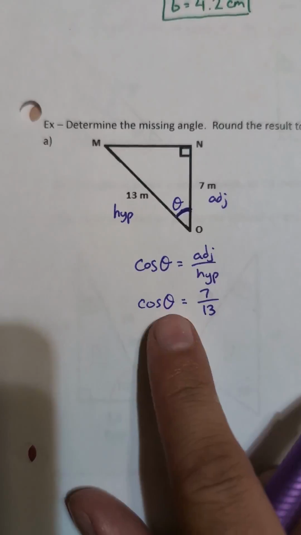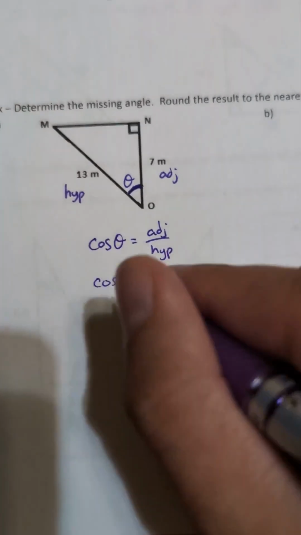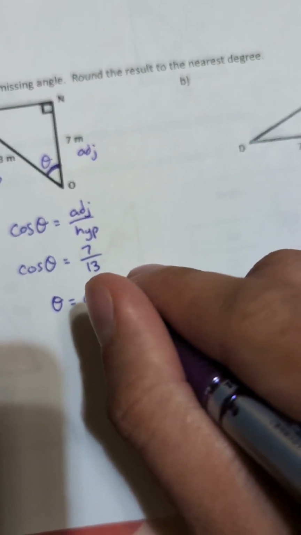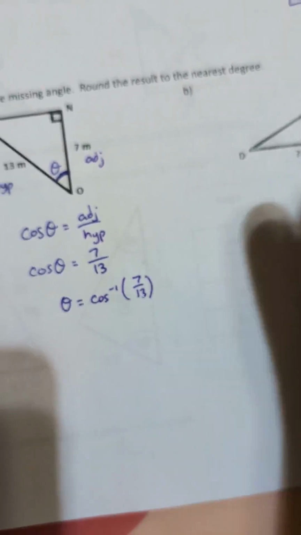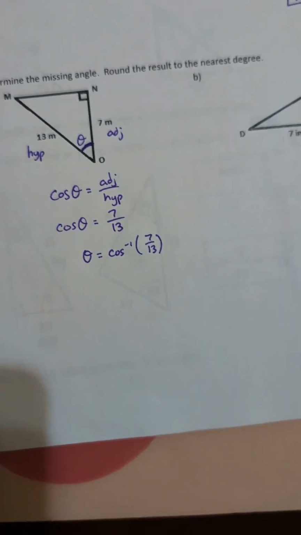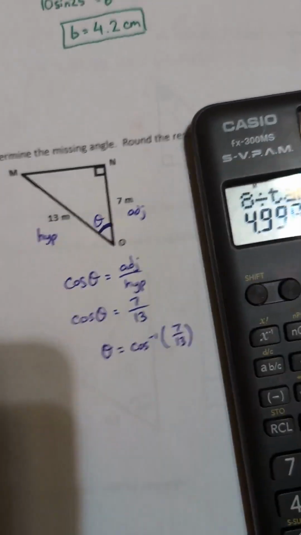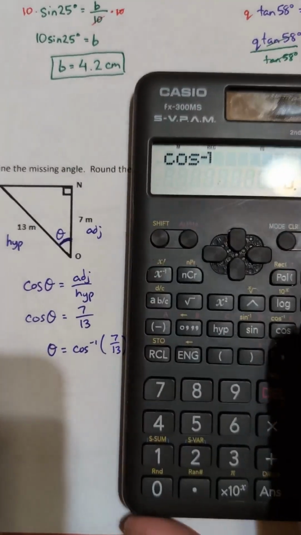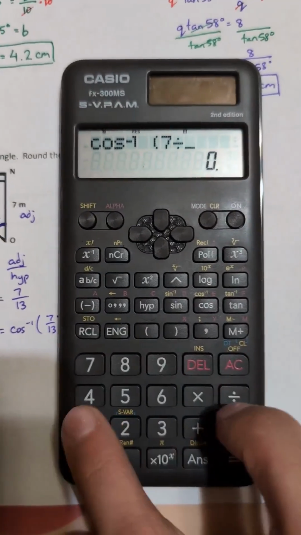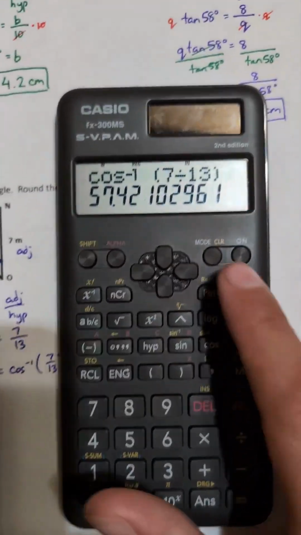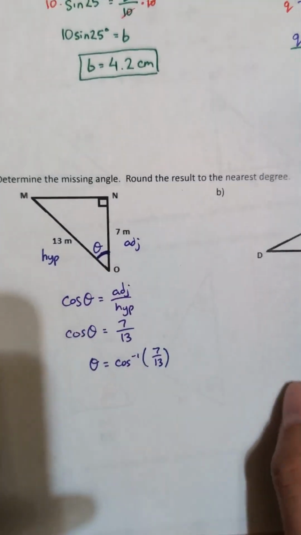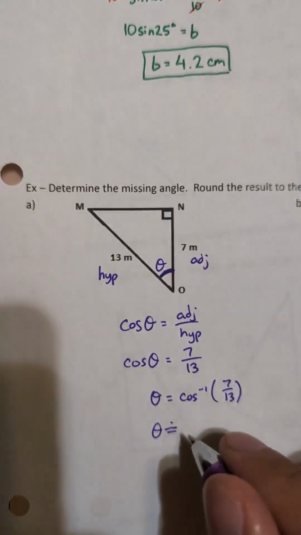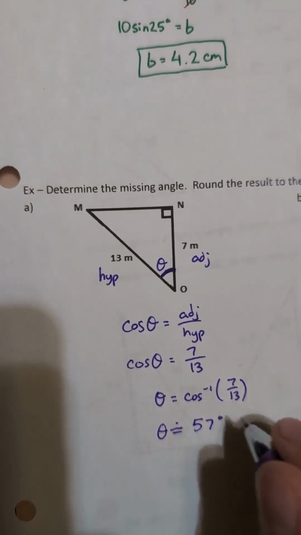And just like on the previous page, if I'm trying to find an angle from a ratio, we can do the inverse, cos inverse of that ratio. And cos inverse of 7 divided by 13, we get 57.42. So to the nearest degree, it's about equal to 57 degrees.